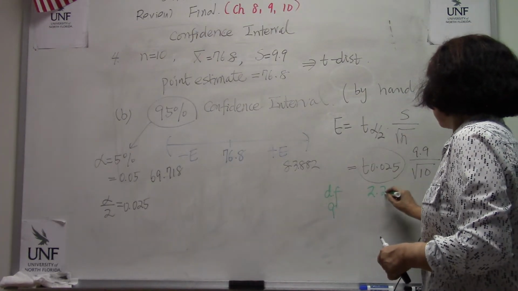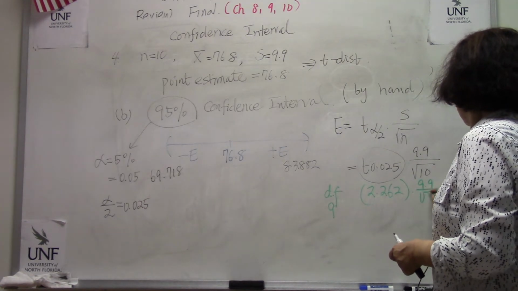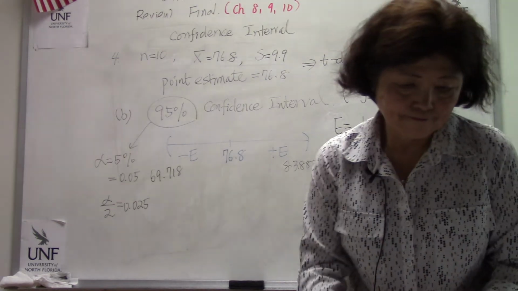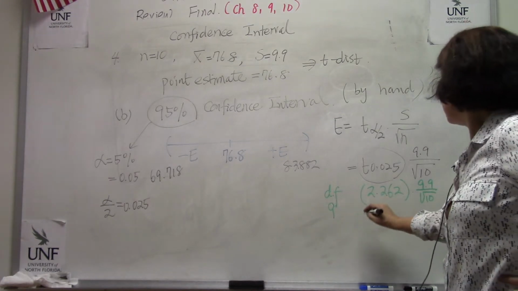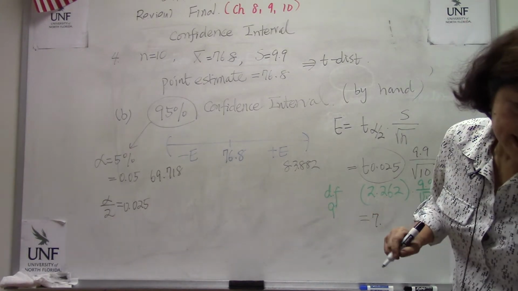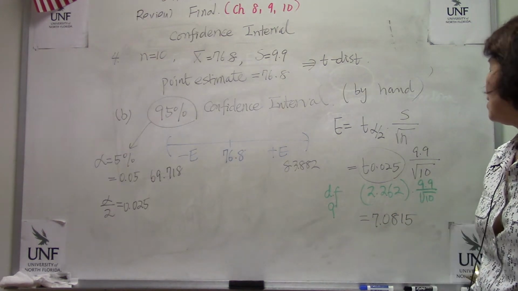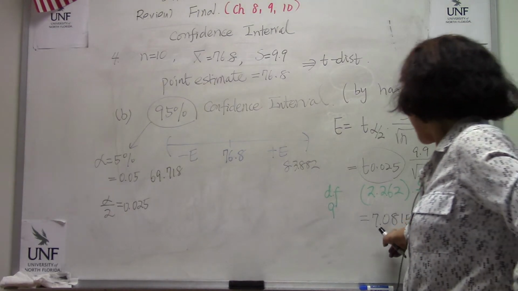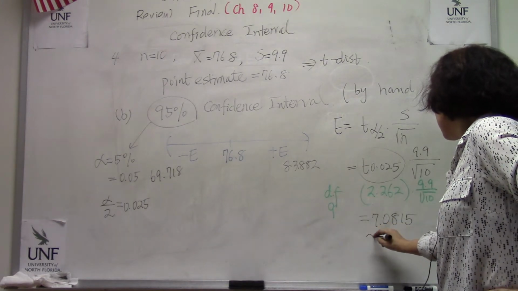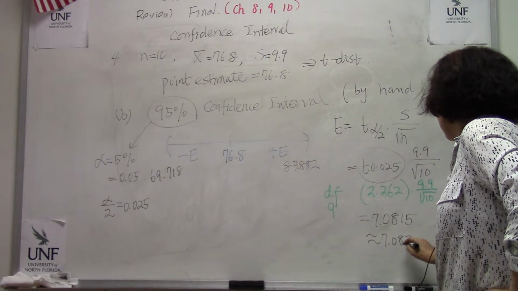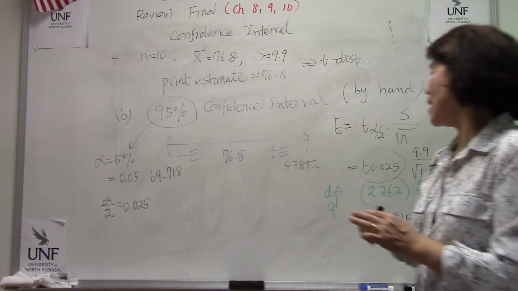So 2.262, and then multiply by 9.9 over square root of 10. Once you do that, you are going to get 7.0815. So this is your margin of error. So when you add this one over here, you get this. Obviously this time you make this 7.082. Add this and then subtract this, you get that.